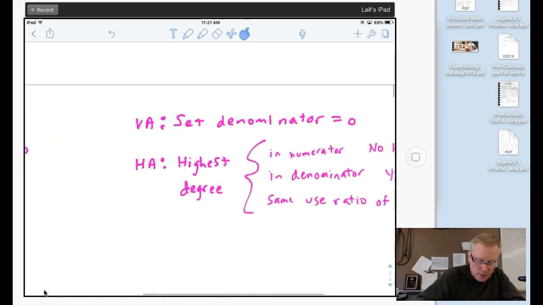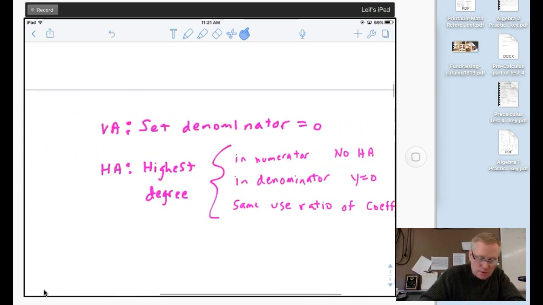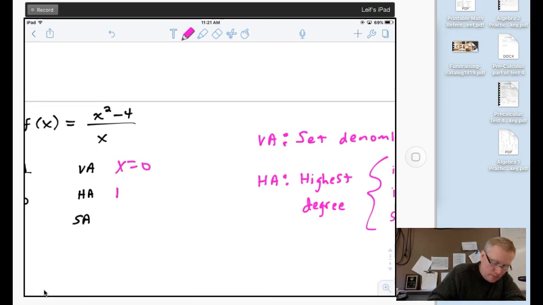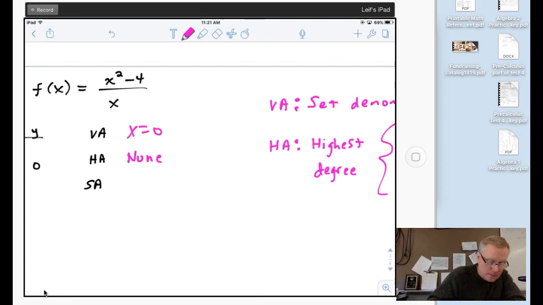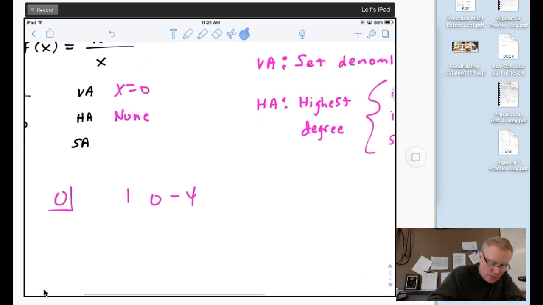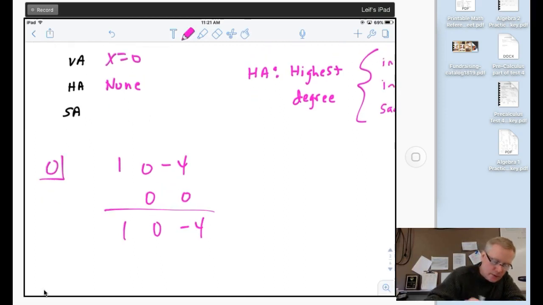So this is the horizontal one, which means the highest degree is in the numerator, which means there's no horizontal asymptote. The slant asymptote is what I get when I divide. So I got 1, 0, negative 4 for x squared minus 4, and the denominator is 0 once again, so if I do quick synthetic division, I get 1, 0, 0, 0, negative 4. So it's really this: I got a remainder of negative 4, and this is x plus 0, which means it's x. So y equals x. Okay, so that is my slant asymptote.